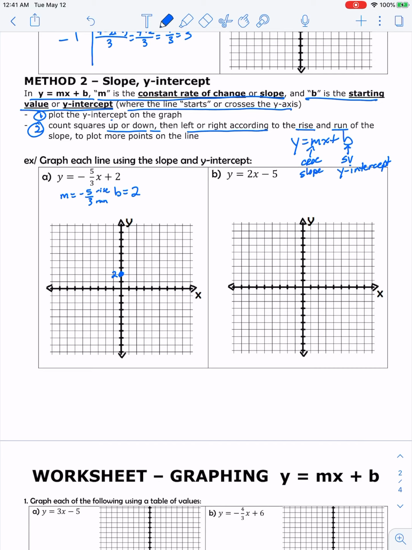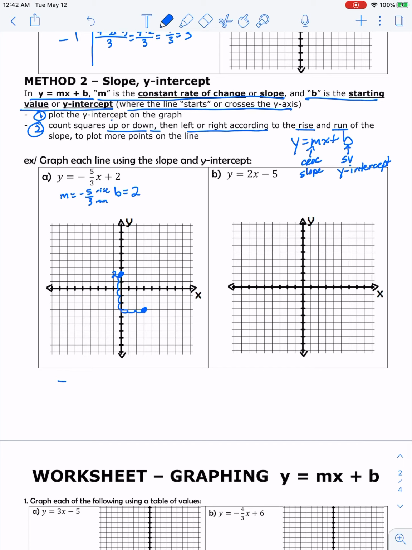So from this point at 2, I'm going to go down 5. So 1, 2, 3, 4, 5. Don't draw those little loop-de-loops when you're doing it, just count. I'm only drawing it so you can see what I'm doing. So I'm going down 5. Oops, I don't want to plot a point there. Take that point away. And then once I've gone down 5, from there I want to run 3. So 1, 2, 3. Plot a point. Okay, so rise is -5, run is 3.